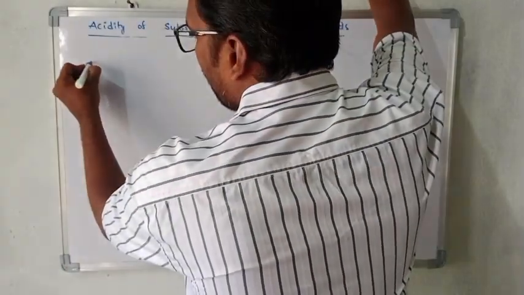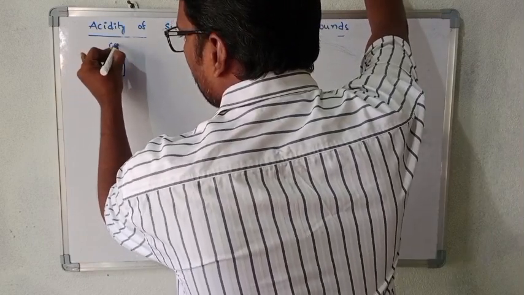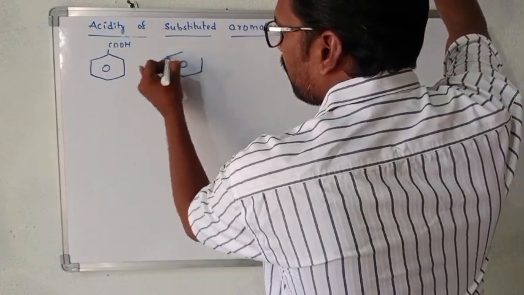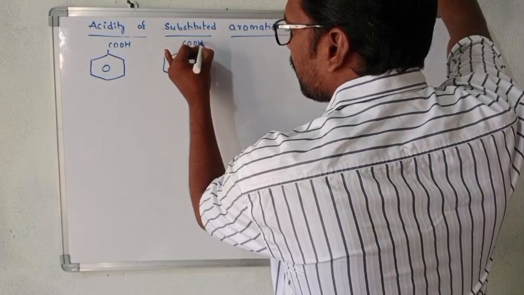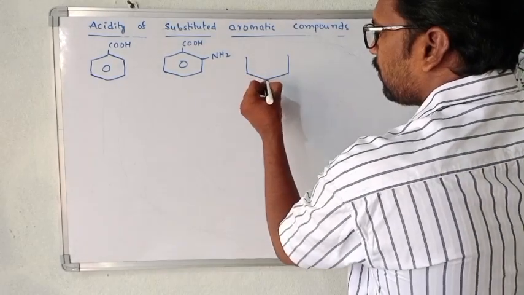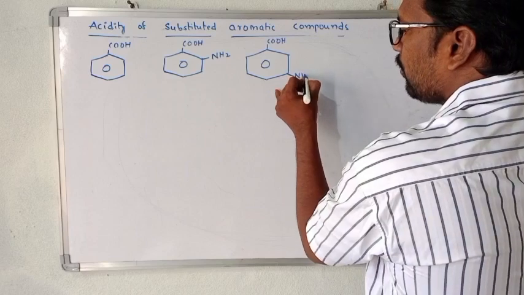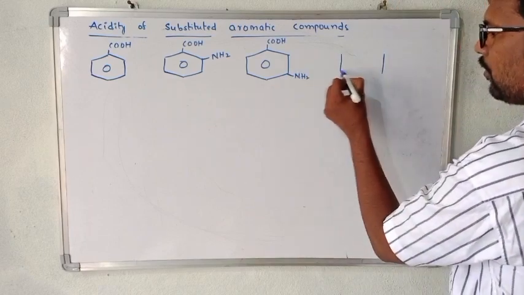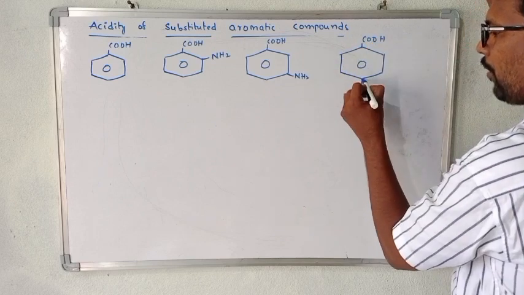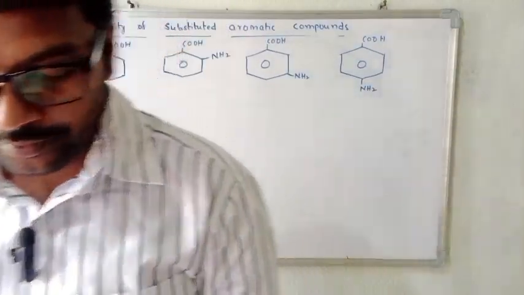I take an example like this. You see, a benzene ring. On the benzene ring COOH is present, benzoic acid, and now I take NH2, amino benzoic acid. COOH and NH2, it is ortho amino benzoic acid, and next COOH and NH2, meta amino benzoic acid, and next COOH and NH2, para amino benzoic acid. So these are NH2 substituted amino benzoic acids.